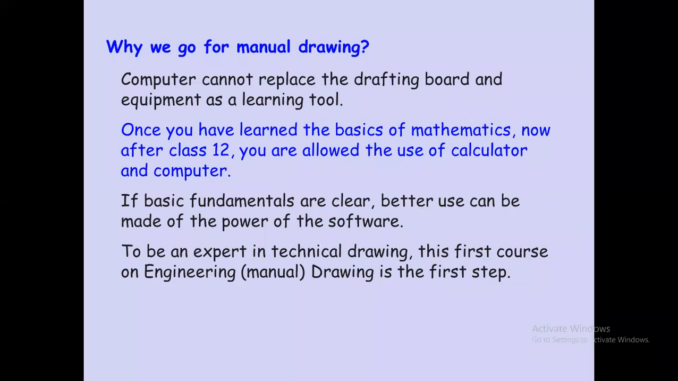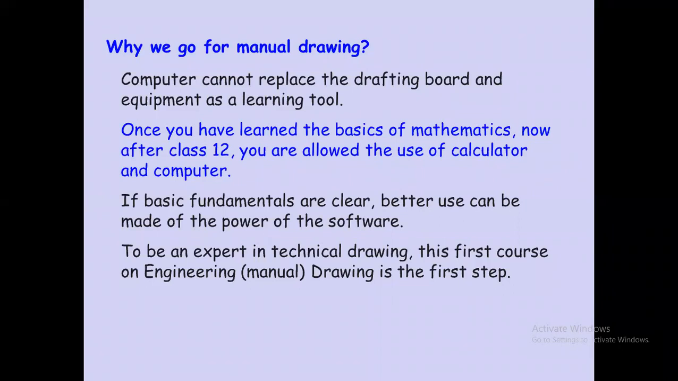And to be an expert in technical drawing, this is the first course of engineering. Manual drawing is the first step. If you want to become an expert, you have to go step by step. The first step is your manual drawing. In the examination also, first you have to draw manually. So the manual part carries more marks than the drawing in the software.